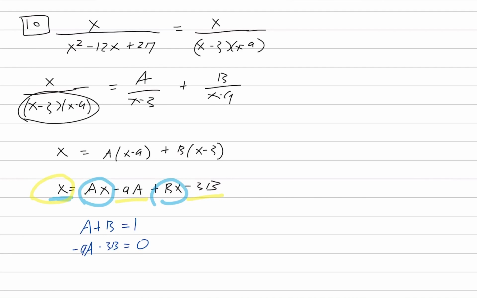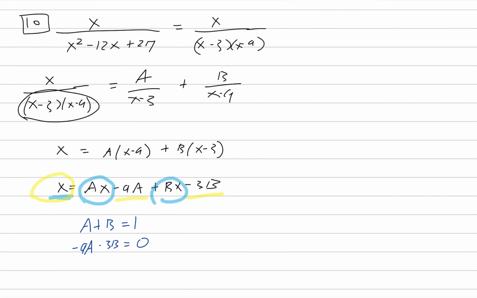So here we're doing a system of linear equations. We have two equations, two unknowns, so we can use either matrix or regular elimination. Let's do regular elimination, where I'm going to multiply the first equation by 9.